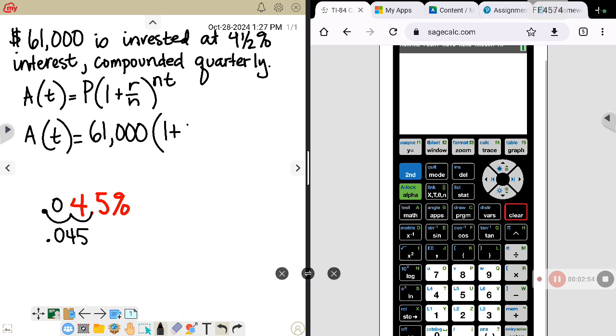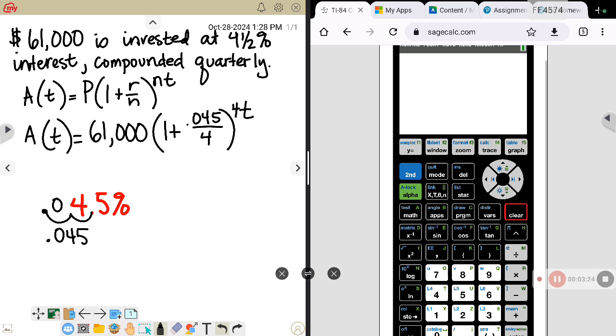So I have 0.045 over the n. The n is the number of times it's compounded a year, and this is compounded quarterly, so that would be 4. Then close, and then n times t. The n again is 4. The t I don't know. That's what I'm going to be changing from one part of the problem to the next.